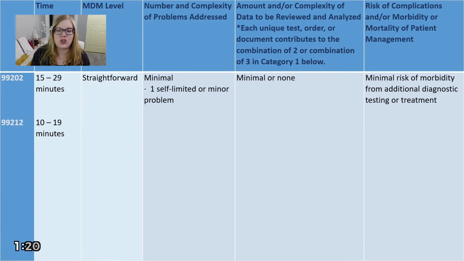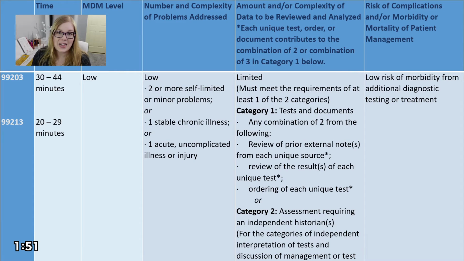So we would need 2 out of 3 of those columns in order to meet it. The number and complexity of problems, amount of data reviewed or ordered, or the risk of the patient. 2 out of those 3 in order to meet this level. So for our level 2 patient, it would be a straightforward medical decision making level, and that means it would need to be 2 out of the 3 of a 1 self-limited or minor problem. Self-limited or minor meaning the patient probably, if they hadn't received healthcare services, would have just recovered on its own. Minimal amount of data or complexity of data ordered or reviewed or analyzed, and then our risk of complications is pretty minimal as well.